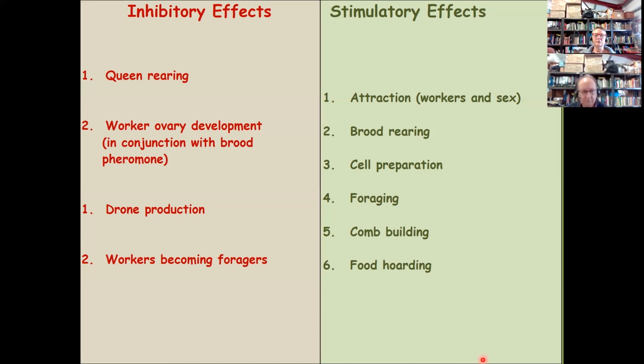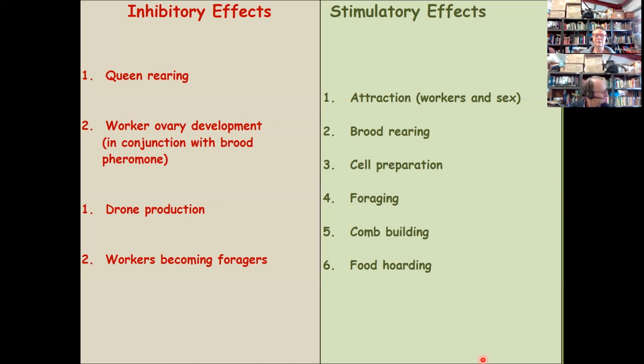I'm going to let you take the next section, Martin. Okay, so apart from those inhibitory effects, it also has stimulatory effects. So we've talked about the attraction of the young nurse bees towards her for the retinue that forms around her. But it also plays a very important role in sex attraction in the mating process, and we're going to talk more about that in the second part. It also has the effect of increasing and encouraging brood rearing and preparation for cells.